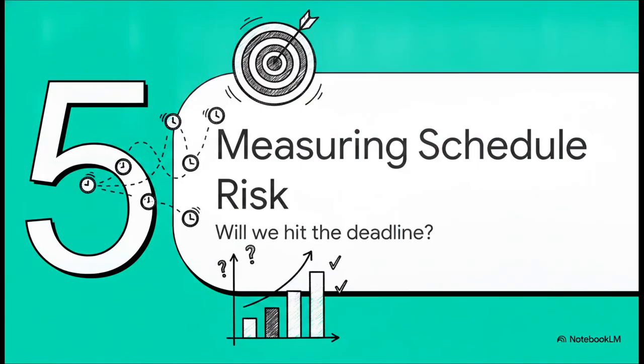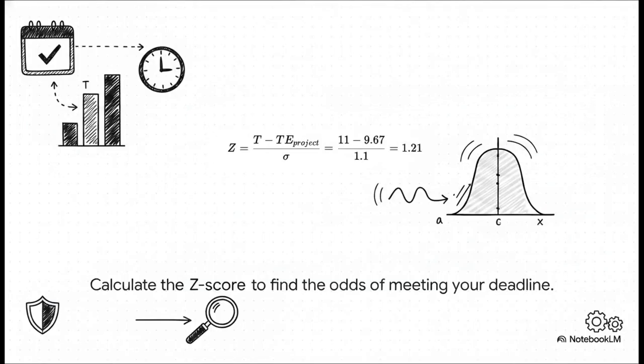Section 5. Measuring project schedule risk. Will we actually hit the deadline? Now, just knowing the expected duration isn't quite enough. Let's say your client demands this project be done in exactly 11 weeks. Can you confidently promise that? Well, we use a Z-score formula to find out.